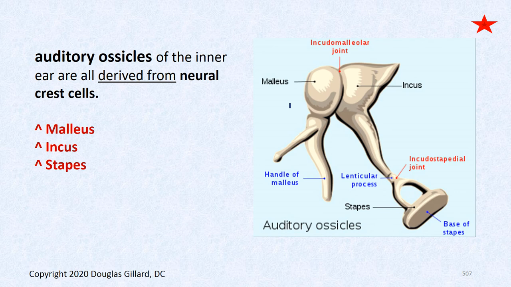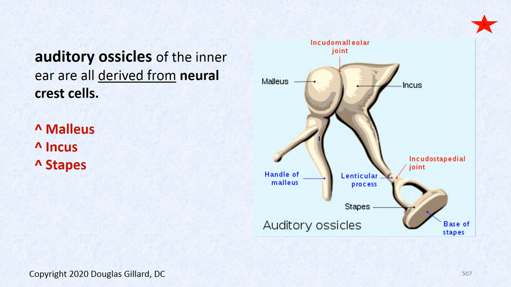Here are the auditory ossicles of the inner ear, also derived from neural crest cells. We have the malleus, incus, and stapes. And so this is the hearing. It takes mechanical sound waves and transfers them deep into the ear. You'll learn that in physiology, but let's know the parts of it.